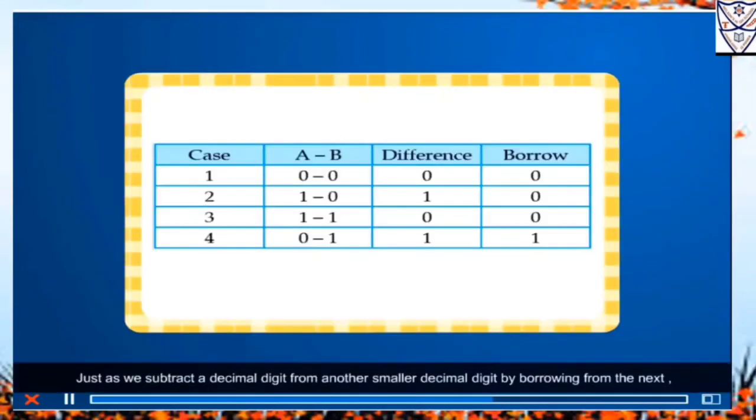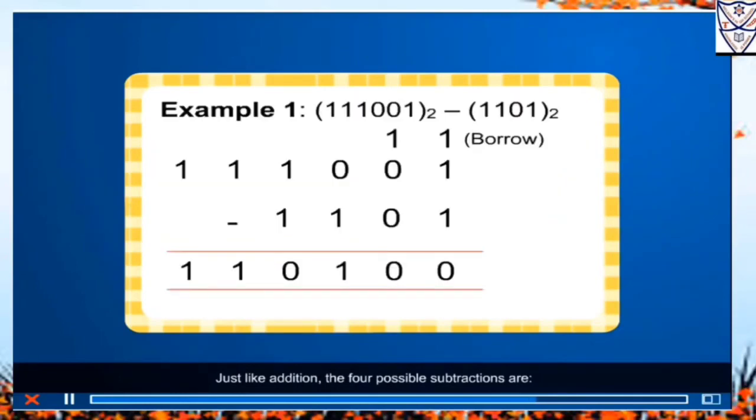Binary subtraction. Just as we subtract a decimal digit from another smaller decimal digit by borrowing from the next, we can also subtract a binary number by taking 1 as borrow from the next column. Just like addition, the four possible subtractions are. Just like addition, we can confirm the subtraction also by converting the numbers and their binary difference to their decimal equivalent.